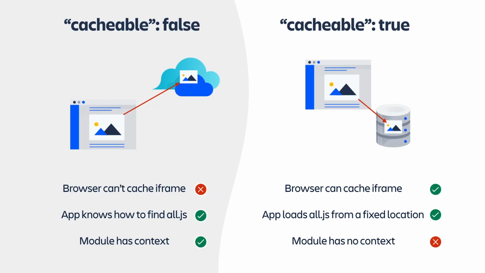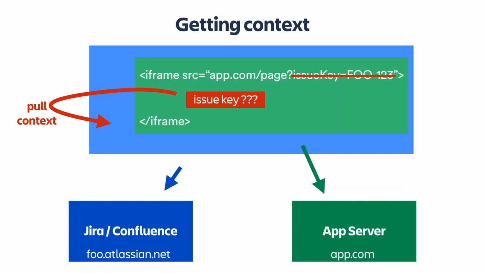So going back to our comparison, cacheable iframes load faster and the app can load all.js from a fixed location. However, there are other context parameters that used to be sent in the app's iframe URL that are no longer being sent. For example, the app won't know what the current Jira project is. Most apps need to be able to get their context in order to be useful. Let's now solve the problem of apps not having context.